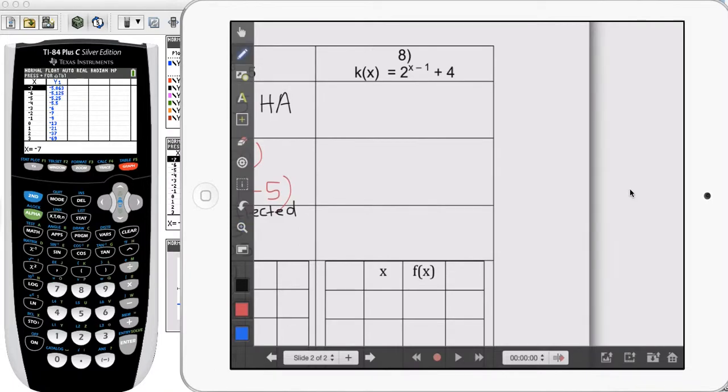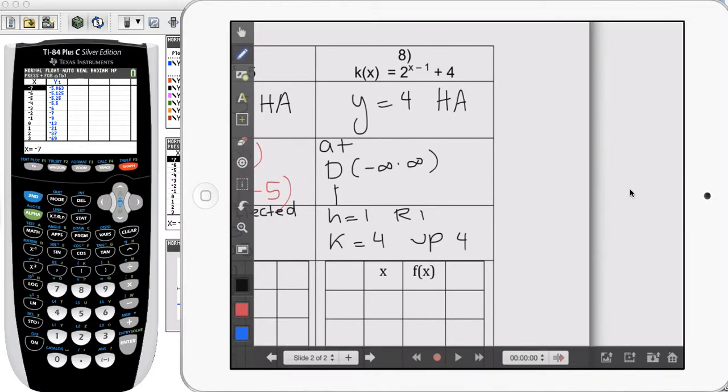Now if you look at this problem, I do not have an A, but H is 1 and K is 4. So it's going to go right 1 and up 4. The asymptote is going to be the K, so y=4 is going to be my horizontal asymptote. Since A is positive, my domain is always going to be from -infinity to infinity, but my range is going to be from the asymptote to infinity. So it's going to be above the asymptote. Now let's go ahead and plot it.